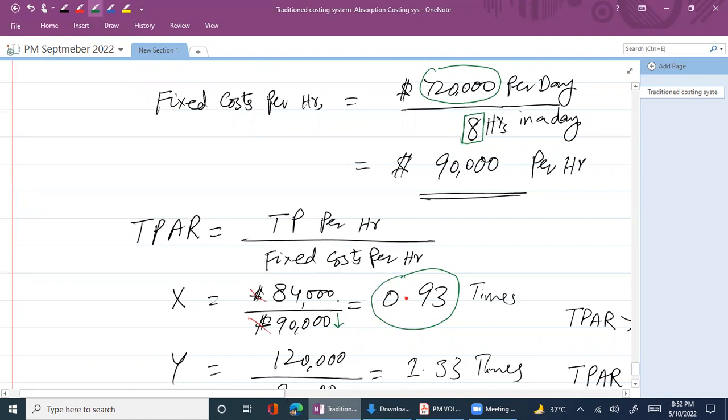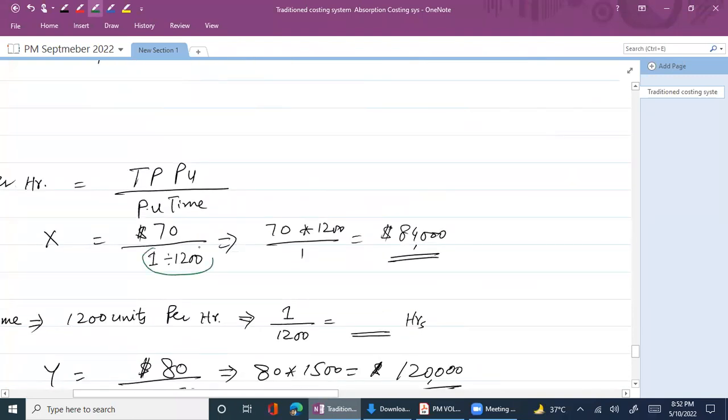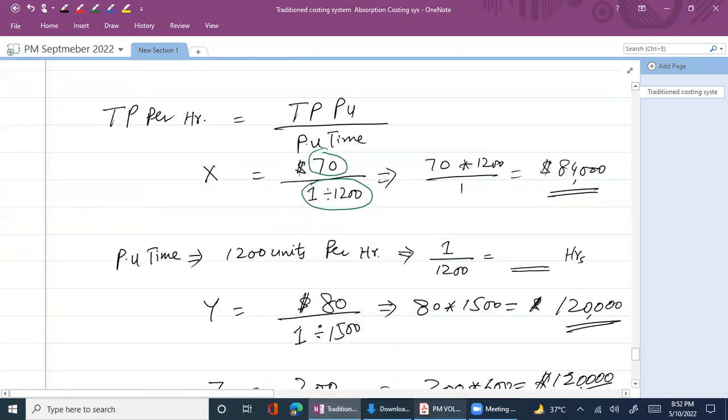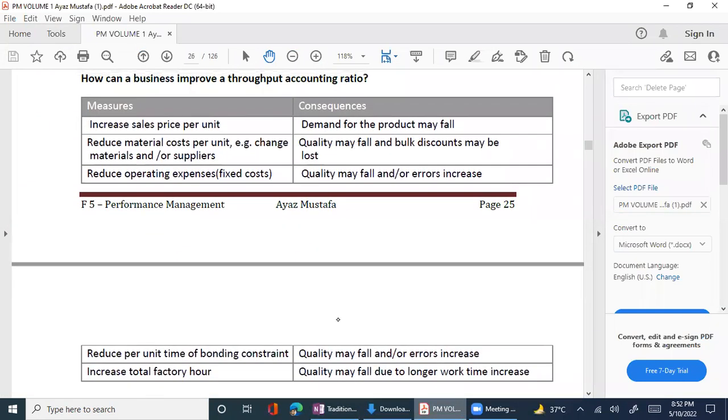Another way is to increase throughput accounting ratio. Throughput per hour. Now, how can you increase throughput per hour? Either you can reduce per unit time or you can increase throughput per unit. So in order to increase throughput per unit, you need to increase sale price or you need to decrease material cost. So if the examiner asks how we can improve the throughput accounting ratio, then you need to read these points. If we want to improve the throughput accounting ratio, then we need to consider these measures.